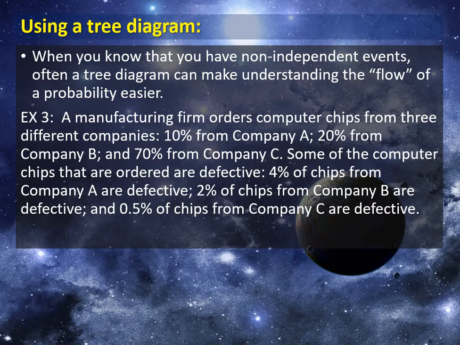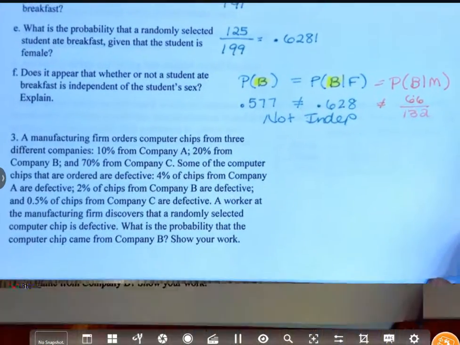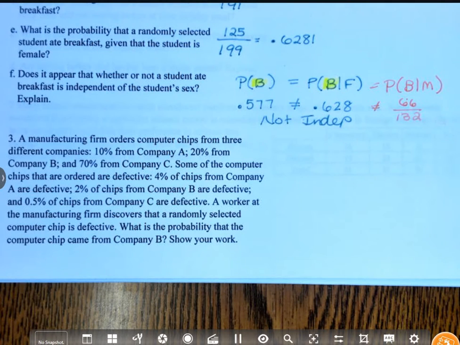A tree diagram is a really beneficial way to display your information when you know for a fact that your probability changes based on what's occurring. Tree diagrams can be vertical, they can be horizontal, they can go bottom up, top down, I don't care. It's whatever fits the space and helps you think through. This problem is talking about computer chips from different companies and whether they're defective or not. What is going to happen first? The company that makes them or whether they're defective? The company that makes them.